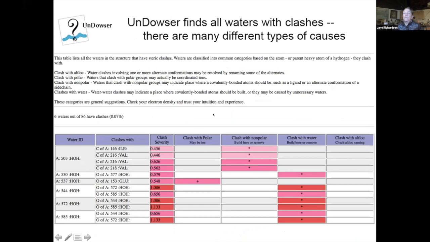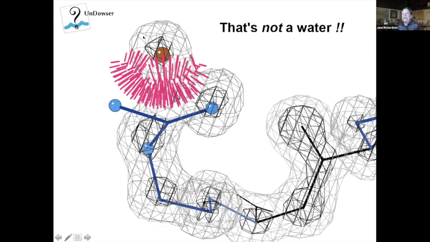So another new tool that's relevant for high resolution is Undowser. It looks and finds all of your waters that have clashes, and there are an incredible number of different things that can be wrong. It may be the water that's wrong, but it may be what it's clashing with that's wrong, or even something more complicated. But for instance, some of the worst cases are where a water gets modeled early on in what should be an atom of the macromolecule, and that creates huge problems in refinement unless it reassigns the waters. And even if it reassigns them without moving the model, it won't get it right.